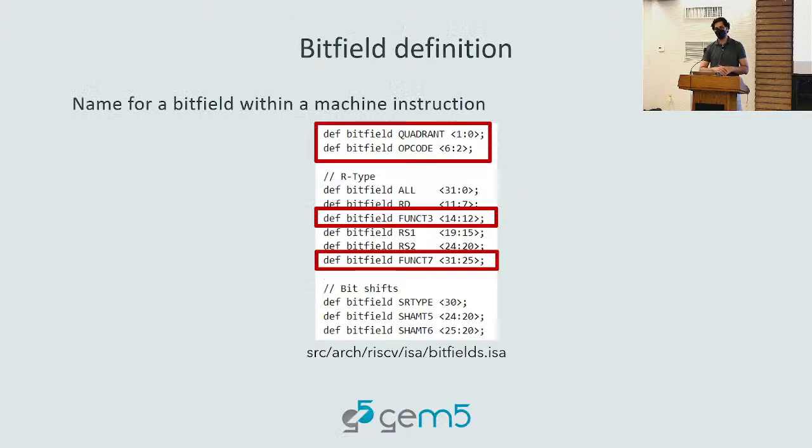For example, in the case of add, it's a simple bit field. Quadrant means bits 0 to 1 of the 32-bit instruction. Opcode means bits 2 to 6. Similarly, func3 and func7 also specify which bits. So these fields you are looking at are specified somewhere.